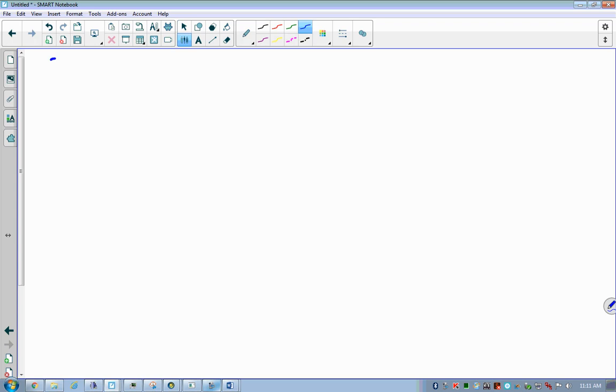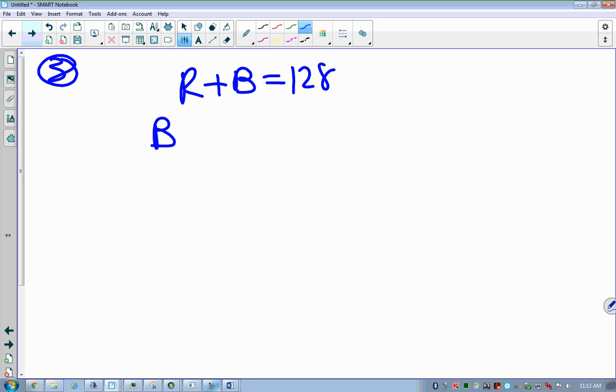Number 3. A total of 128 blue cars and red cars were in the parking lot. So red plus blue equals 128. Do we understand the first equation? We're just grand totaling things. If the number of blue cars exceeded 3 times the number of red cars by 4, so blue exceeds, which means I have to subtract a number from it, and that number is 4. It exceeds 3 times the number of reds, so that's 3R. How many of each car were in the parking lot?